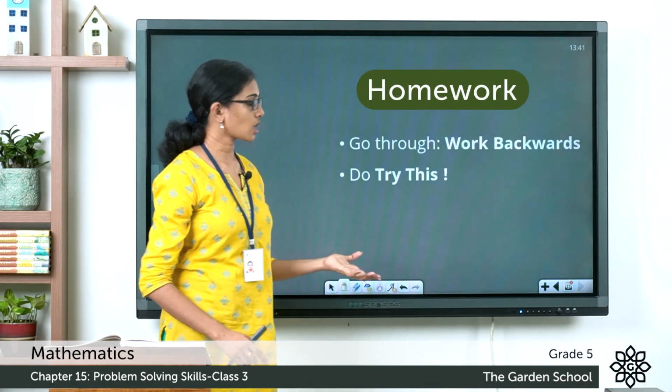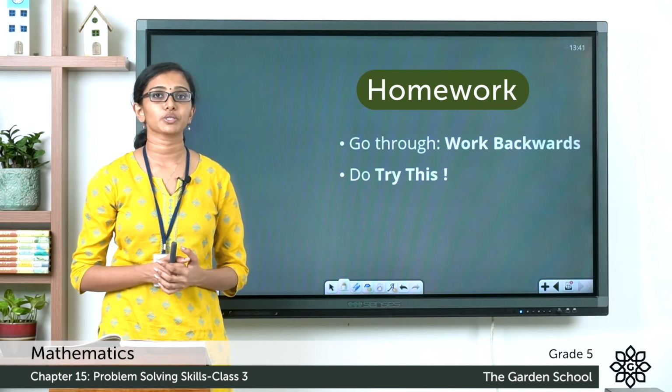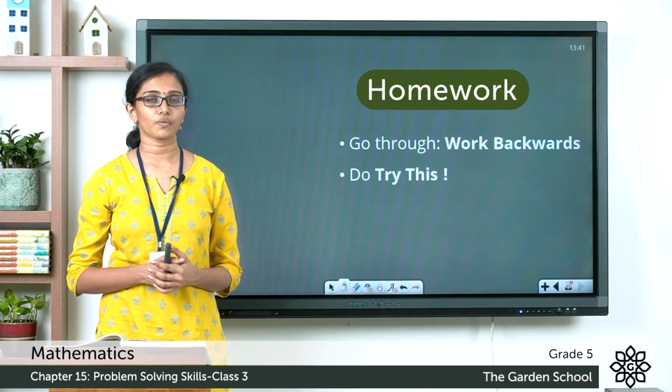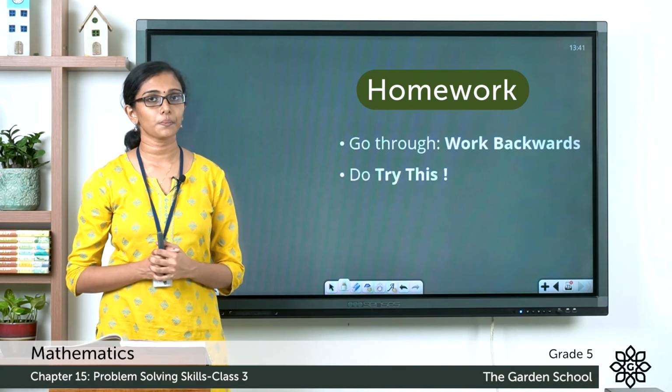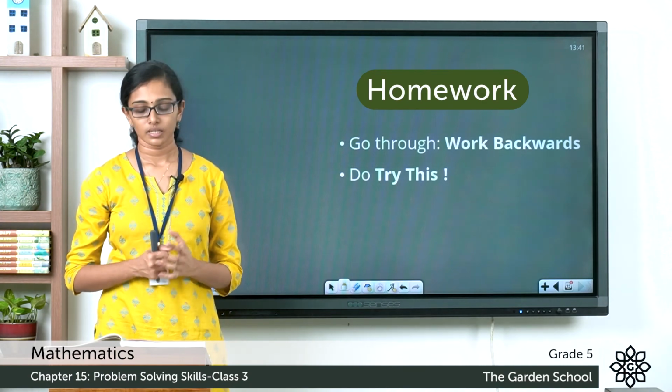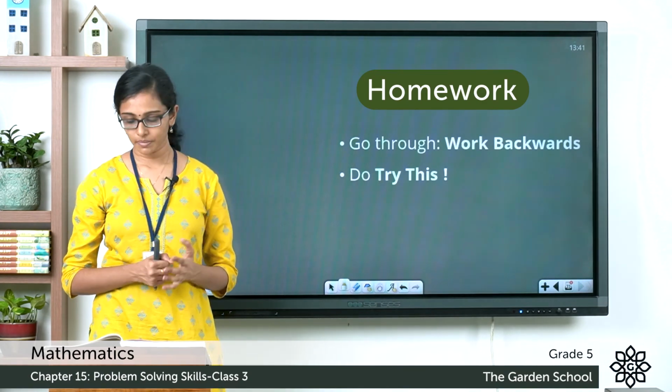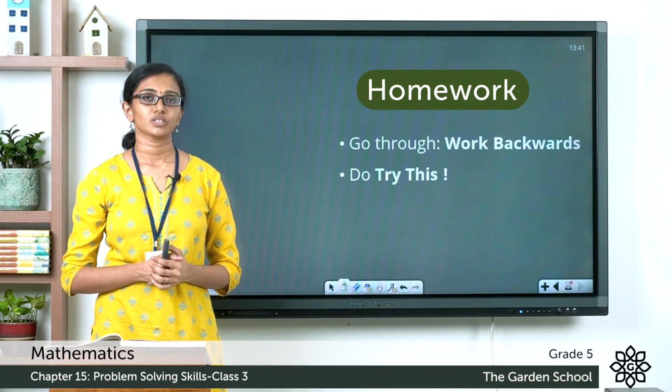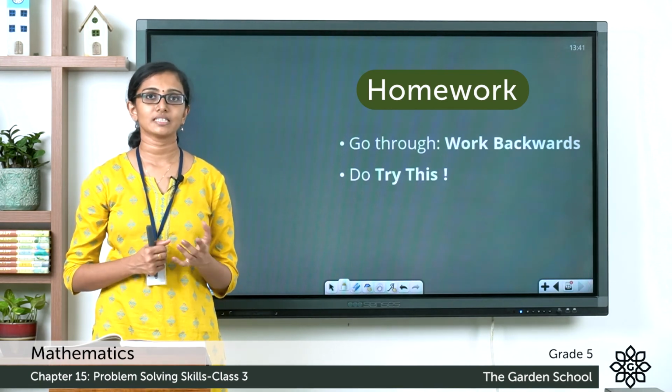Now, you may go through this topic, work backwards, on page number 212 and 213 of your textbook. Once you have gone through the topic, do try the exercise which is on page number 213. Once you have done, you can take a picture and send it to us on Teams.